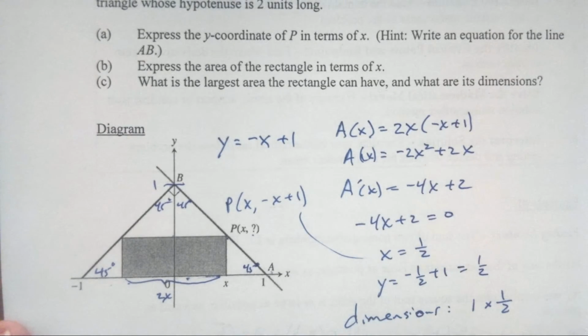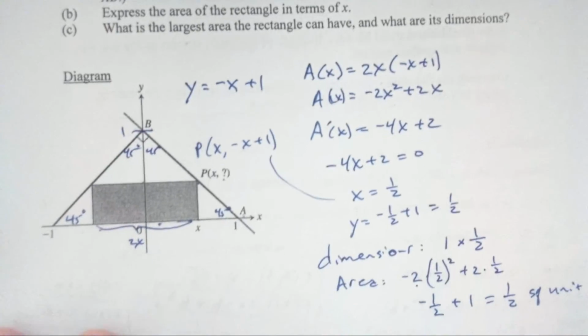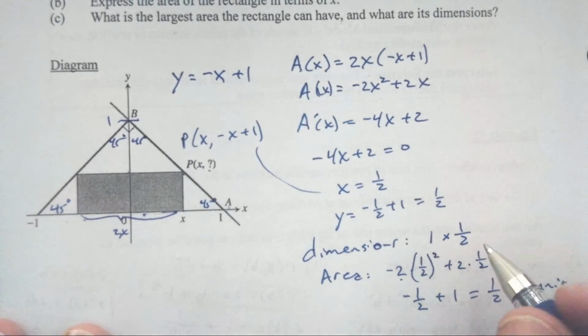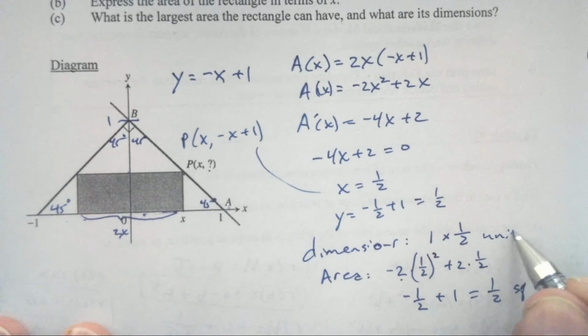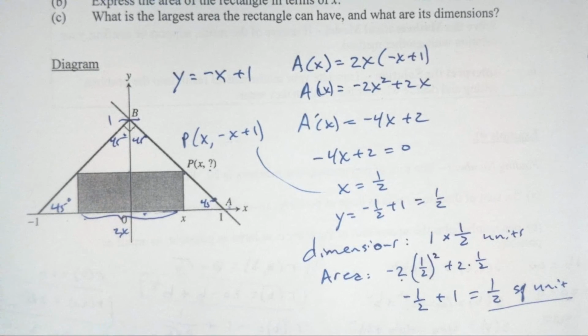Okay, and the area would be, here's our area, either way. Our area would be -2 times 1/2 squared plus 2 times 1/2. That's -2 times 1/4, -1/2 plus 1, 1/2 square unit. 1 by 1/2, sorry, 1/2 square unit. Hopefully you can follow back on that. 1 by 1/2 units for the dimensions, area 1/2 square unit. Okay, so I'm going to pause this one and hopefully we can get that lag situation taken care of before we move on to the second half.